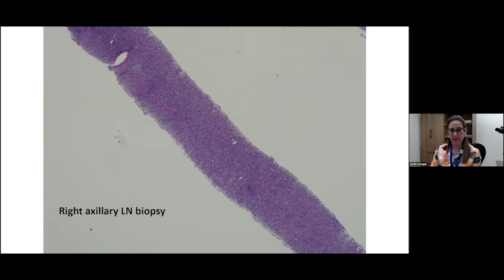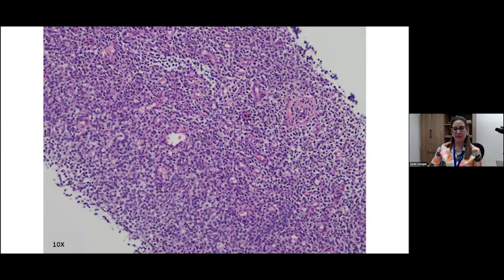So this is the right axillary lymph node biopsy, and as we see on the screen with this low power, the lymph node architecture is effaced by an atypical infiltrate. On higher or medium power, we can see that there are a lot of lymphoid cells that look monotonous. They are medium-sized with a few larger ones inside, and there is some vascular proliferation in the background, but we don't see the B cell zones clearly.